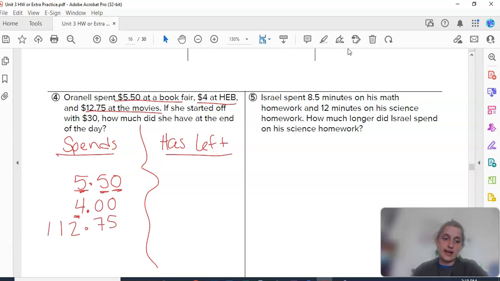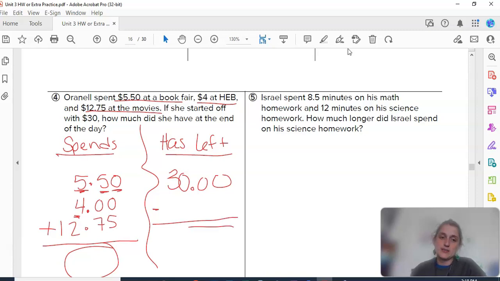$12.75. Add that number up. And then you're going to say, okay, all of that is what I spent, but I had $30 to begin with. $30.00. Then you're going to subtract what you spent to get your final answer of how much she has left at the end of the day.